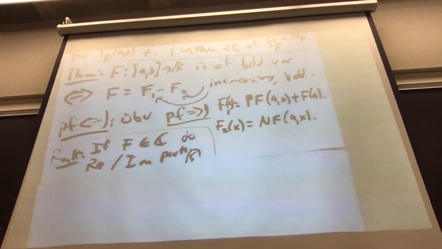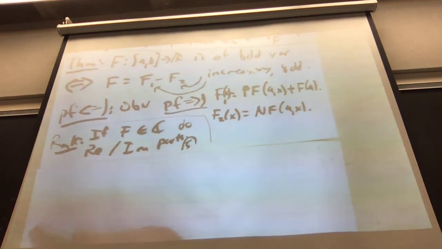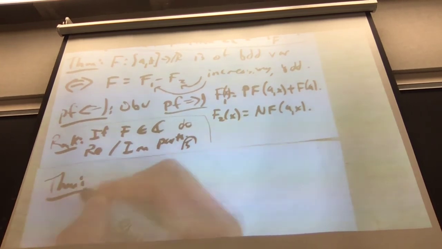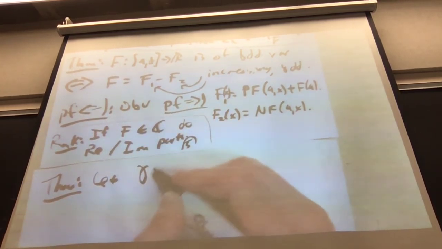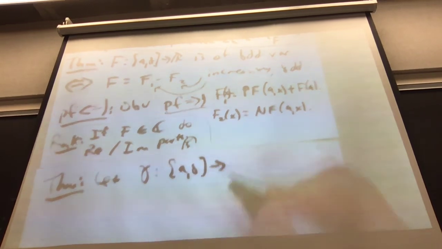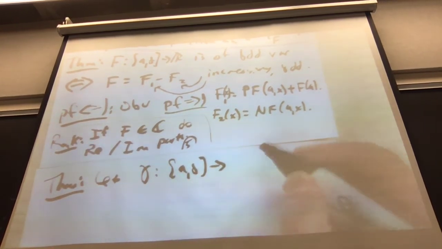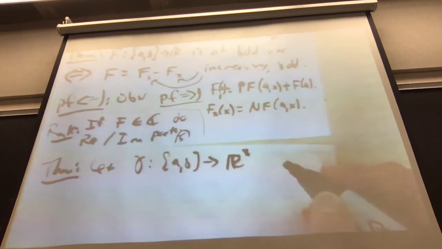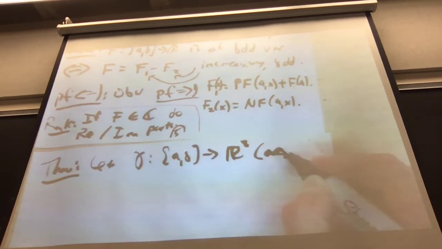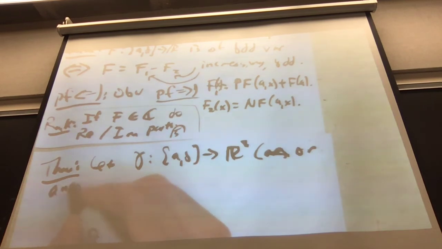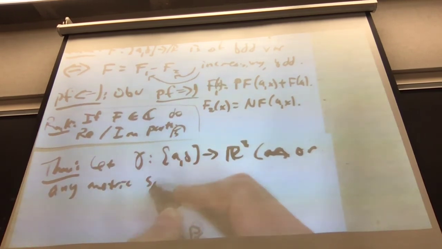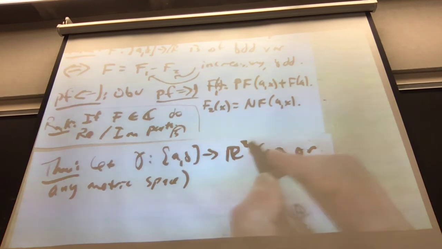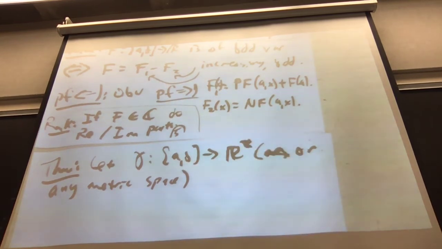That we proved. Let's prove a theorem. Okay, so this is interesting. This is fun. Theorem: let gamma be a curve. Well, as you said, it could go into any metric space. But let's just stay with R2 or Rd or whatever. If we have a curve, since I want to draw it in the plane, let's make it R3, and I'll draw it in space.